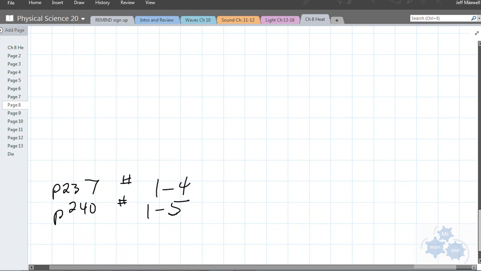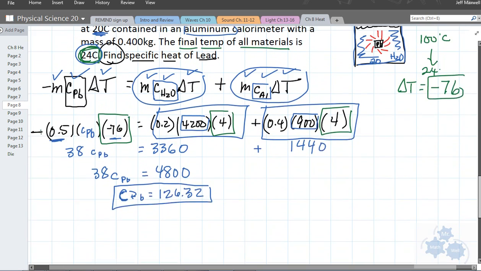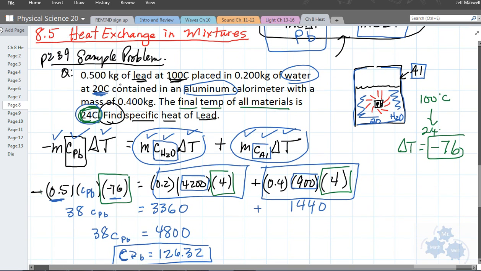If you are in my class and using the heat physics textbook, then here is your assignment for E equals mc delta T and the heat exchange in mixtures assignment. Anyways, I hope you learned something from that sample problem. And that's how you calculate heat exchange in mixtures.